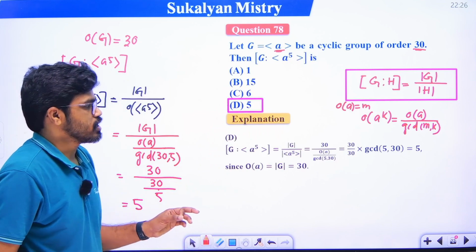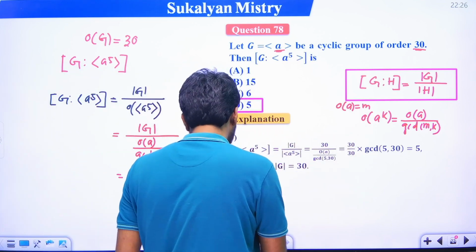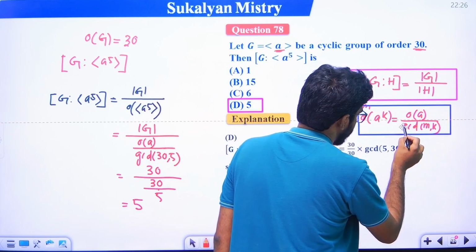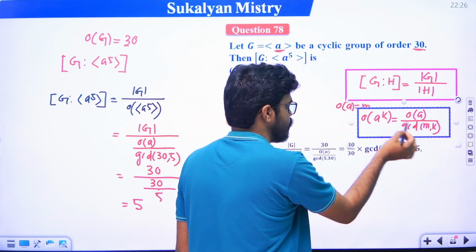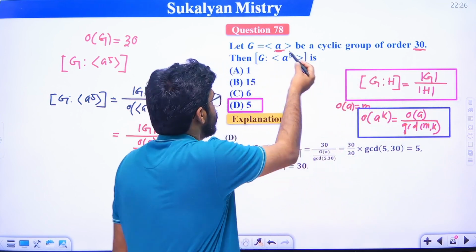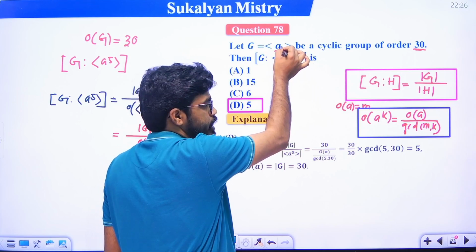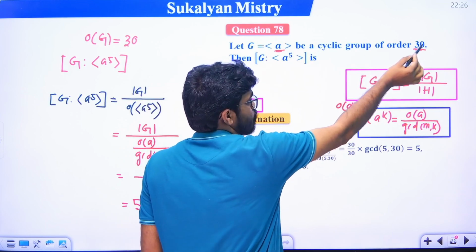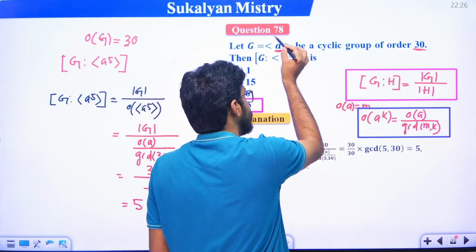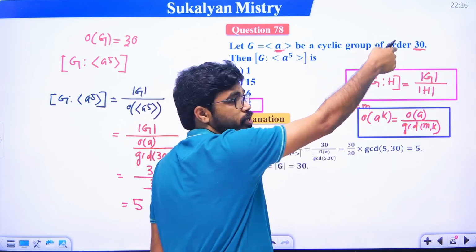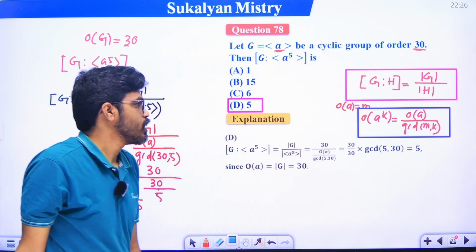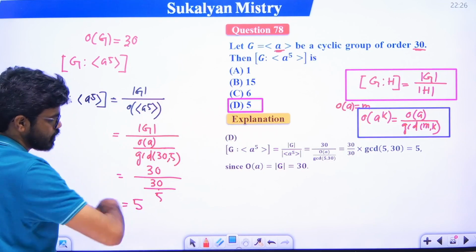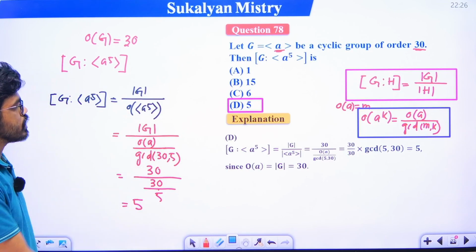Just apply this concept, order of A to the power k. So this will be order of A divided by GCD of m and k. What is m? M is the order of the element A. Here G is a cyclic group generated by this element, so generated by A. What is the order of the group? Order of the group is 30. So the generator's order will be 30. So order of A will be 30. Okay? That means M is basically 30. Okay? So option D is the correct answer.